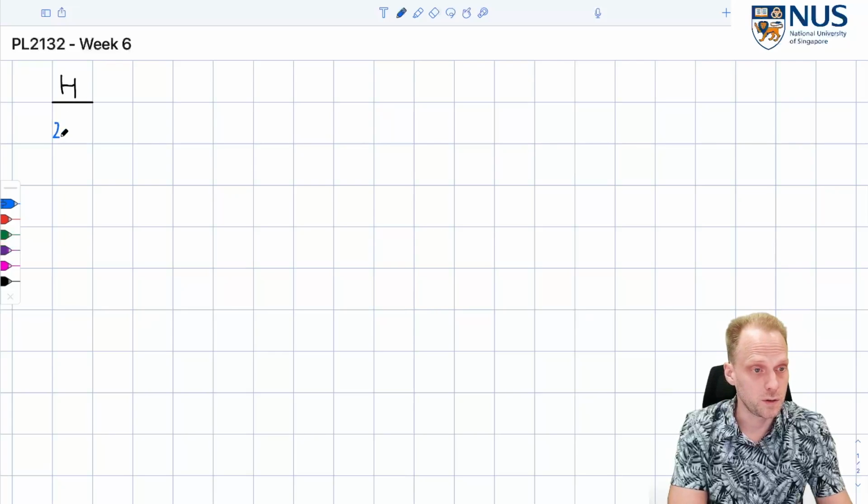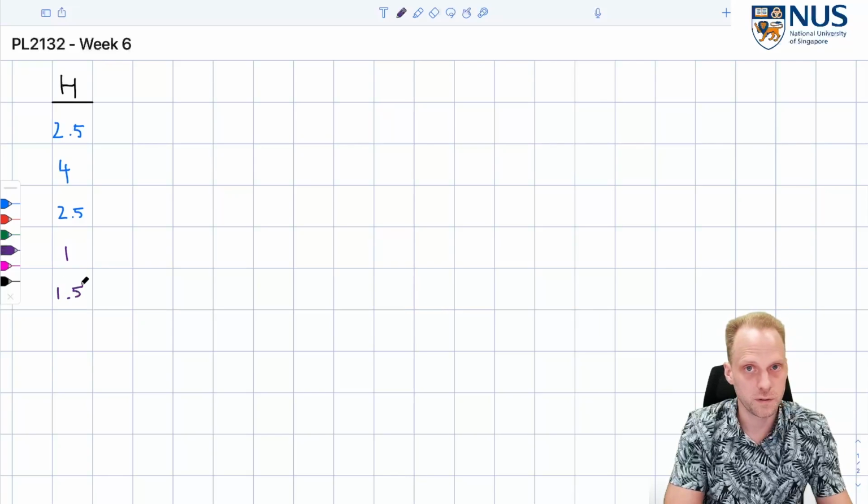Suppose I measure a 2.5, a 4, and a 2.5. And for the cats, suppose that I measure a 1, a 1.5, and a 3.5. These three measures belong to cats, and these three measures belong to hamsters.